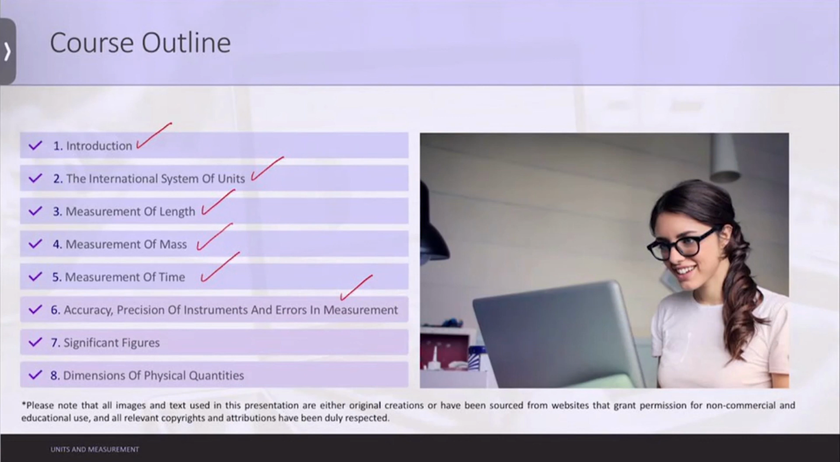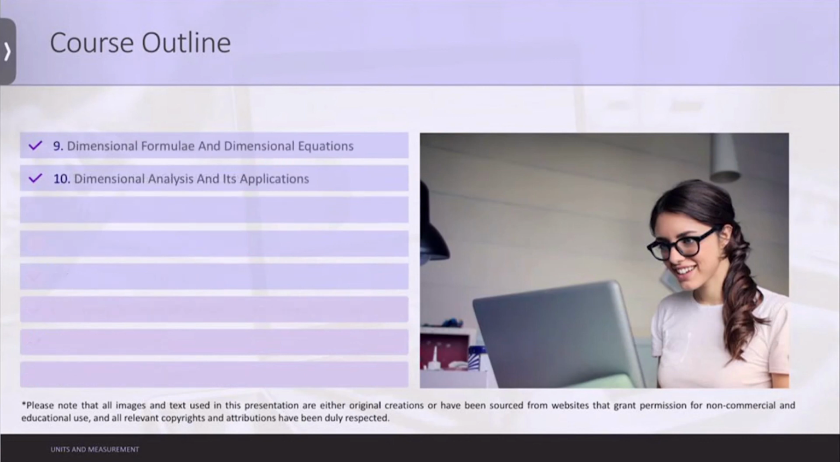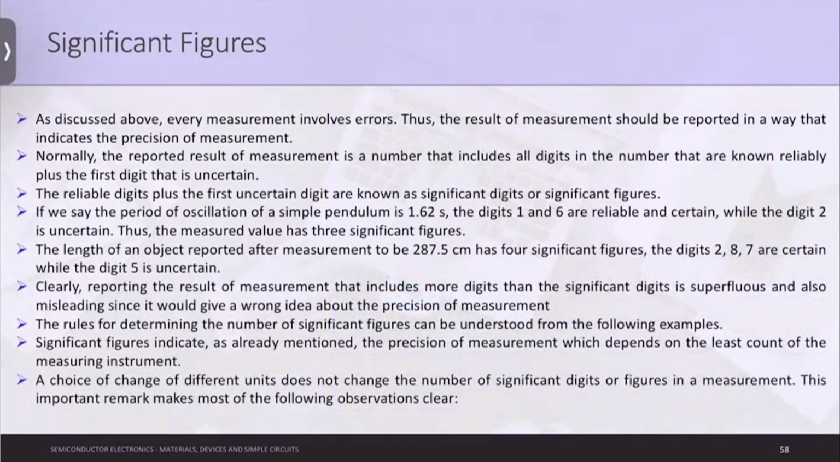So let us start today's lecture with the significant figures concept. Okay, let's start with significant figures. As discussed above, every measurement involves error. So in all the previous lectures, we have understood this concept that everything which you try to measure always has some error involved in it, right? Now, how to convey that error, or how to write that error, involves a methodology which we adopt scientifically, which is called significant figures.